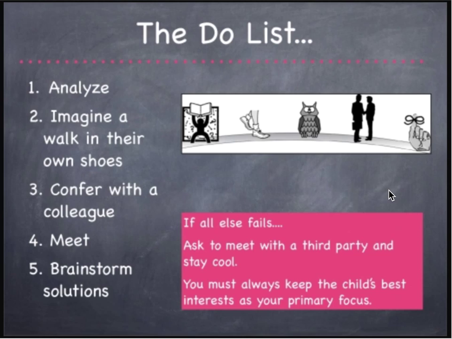Once we have analyzed the problem and try to put ourselves in the parents' shoes, go to someone who's impartial. Go to a colleague, go to your principal, go to the guidance counselor. Confer privately and with confidentiality. These are professionals that are working with the child as well, so you don't have to worry you're violating any confidentiality concerns. And explain the problem to them and let someone give you their fresh perspective.